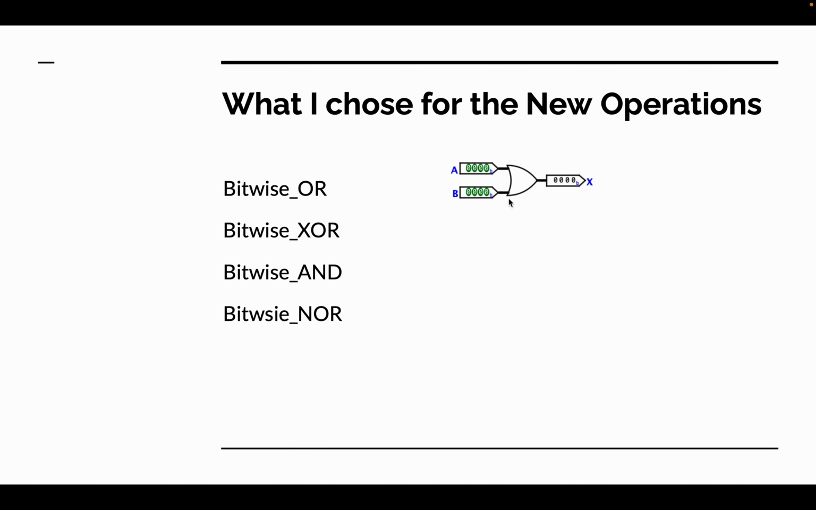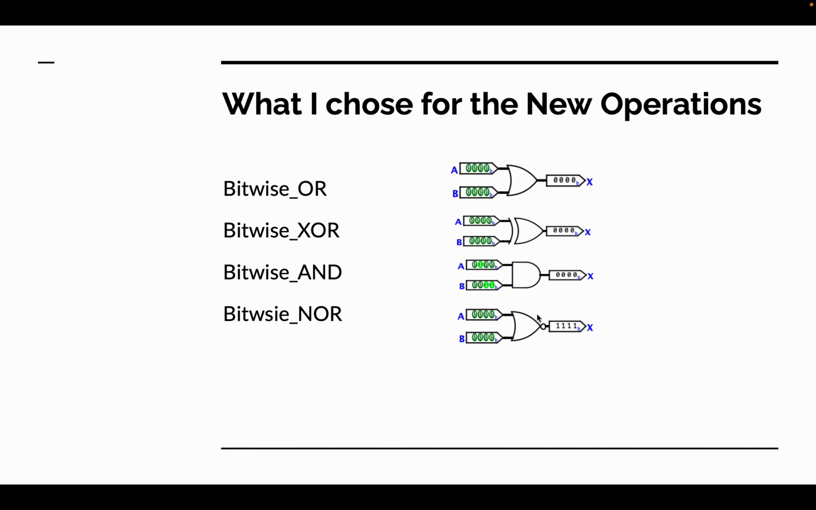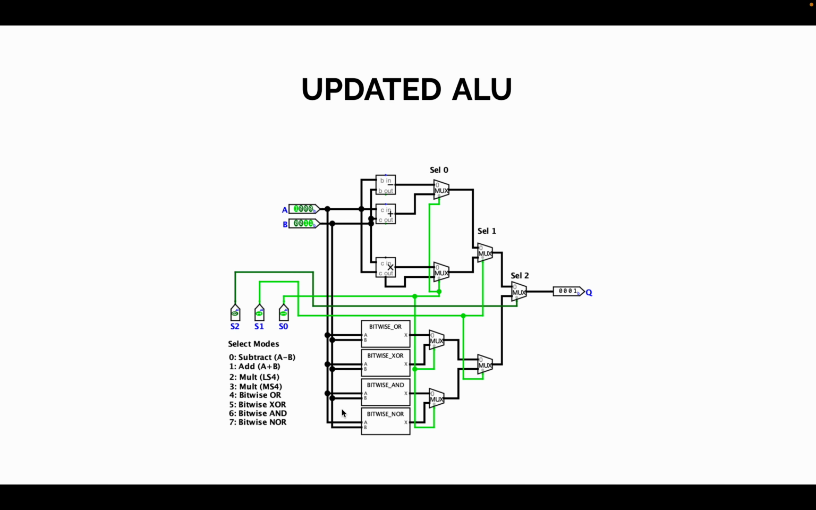As we can see, we have this one with the OR gate, this one with the XOR gate, this one with the AND gate, and this one for the NOR gate. And they link up with each other over here. So, related back to my previous ALU, I call this one the updated ALU, as this is my version of what the expanded one is going to look like. So here's what it's going to look like.